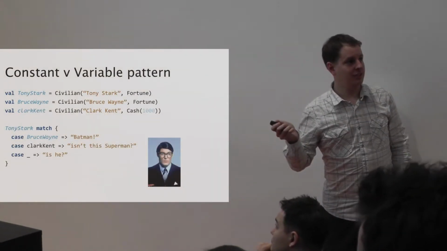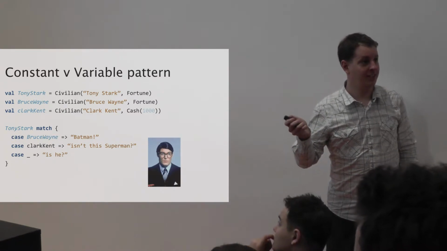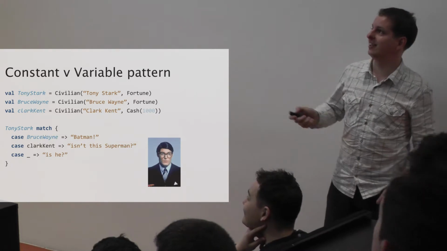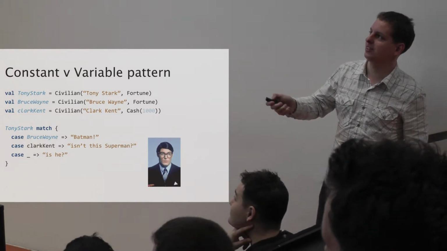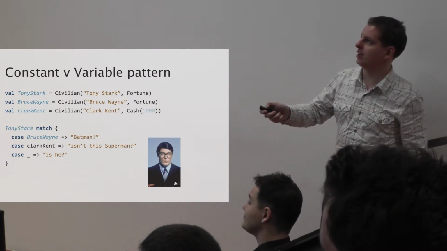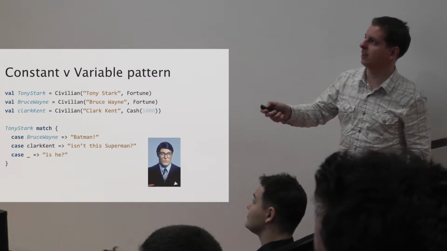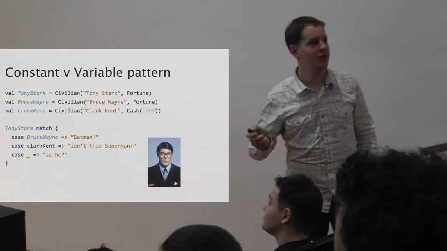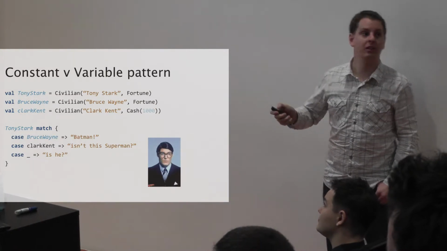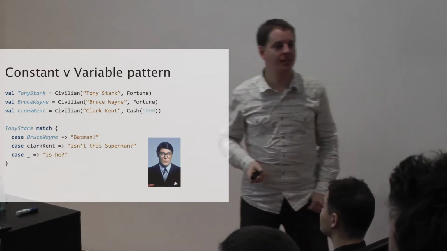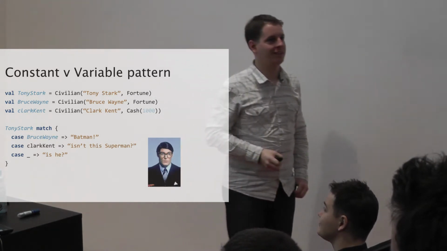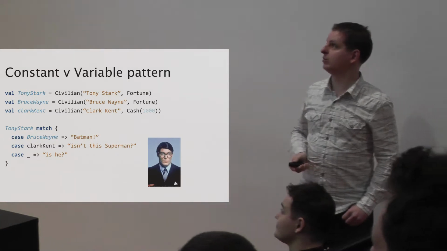And if you have an intelligent IDE like IntelliJ, in this particular case, it will tell you, hey, there is a suspicious variable shadowing. So this branch does not match Clark Kent. It matches anything and creates a new variable Clark Kent, which shadows this one. And the IDE will tell you there is some smell in your code. Look at it. So it's good.